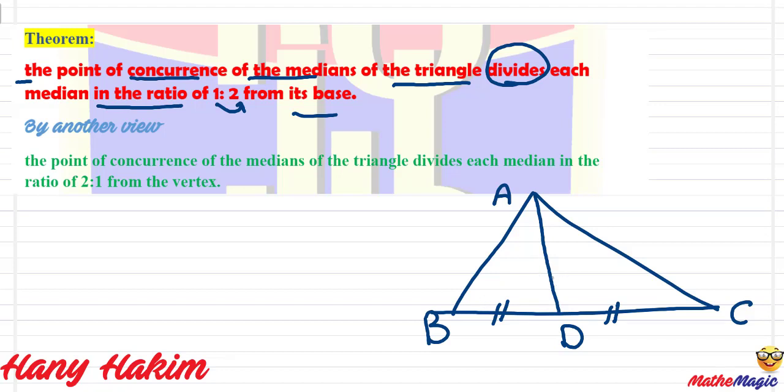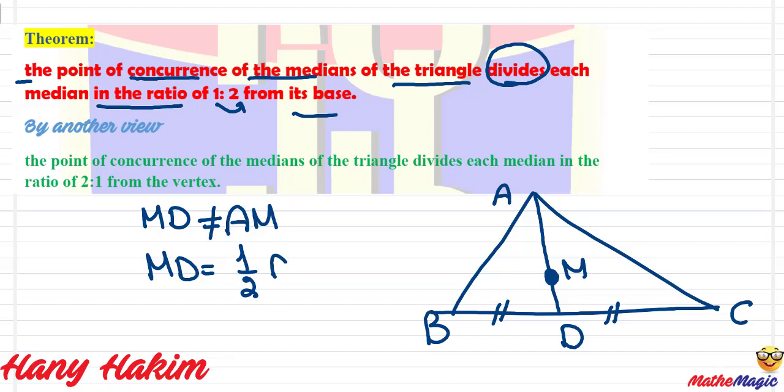If we locate the point of concurrence on AD, the point of concurrence we called M before, then MD is not equal to AM. They are not equal. But MD equals half AM. That means the ratio between that part to the second part equals 1 to 2.